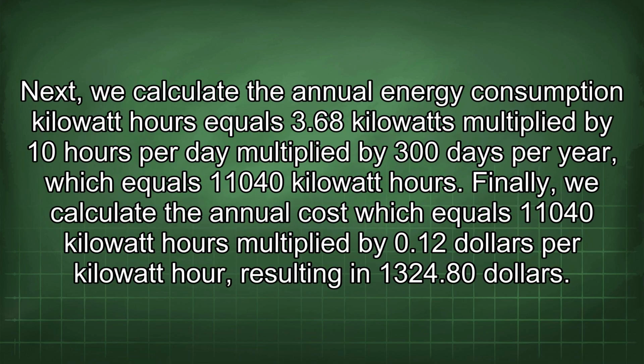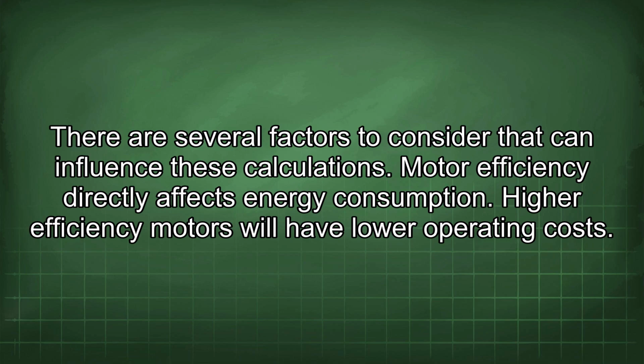Next, we calculate the annual energy consumption: kilowatt hours equals 3.68 kilowatts multiplied by 10 hours per day multiplied by 300 days per year, which equals 11,040 kilowatt hours. Finally, we calculate the annual cost, which equals 11,040 kilowatt hours multiplied by $0.12 per kilowatt hour, resulting in $1324.80.